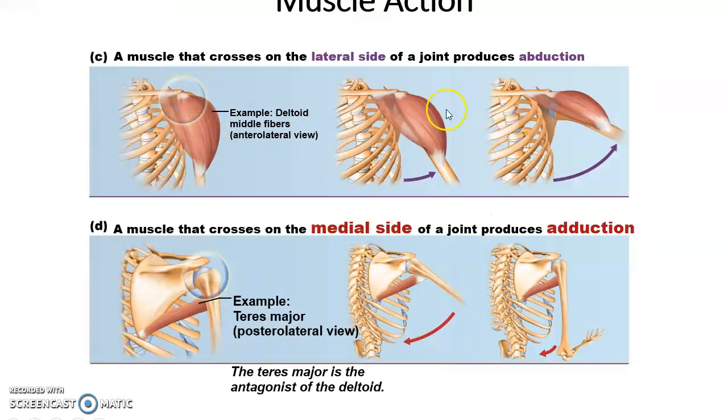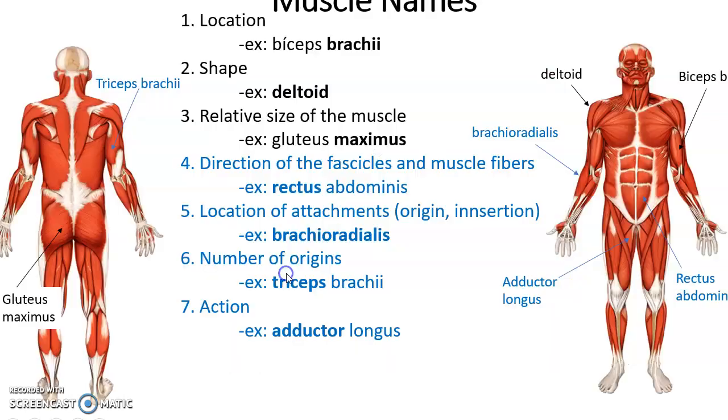Muscles on the lateral sides often produce abduction. So the deltoid muscle connecting to the humerus can cause abduction of the arm at the shoulder. Muscles on the medial side can cause adduction, pulling down. So again, teres major pulling down on the humerus at the shoulder joint causes adduction.